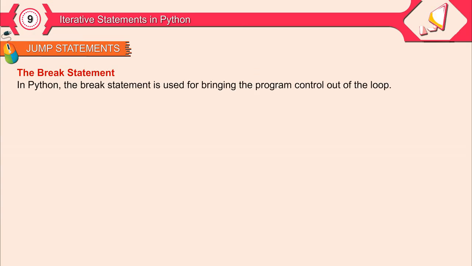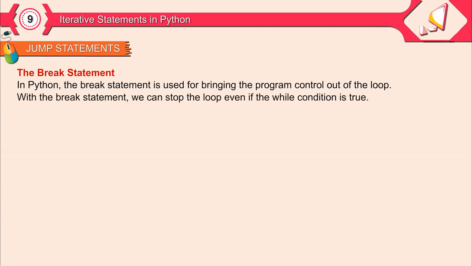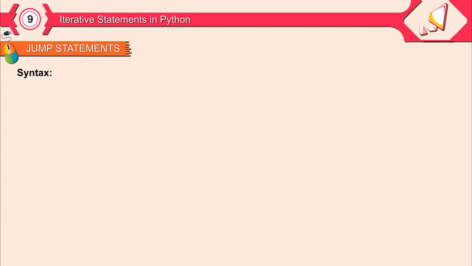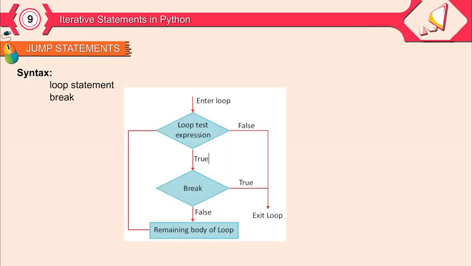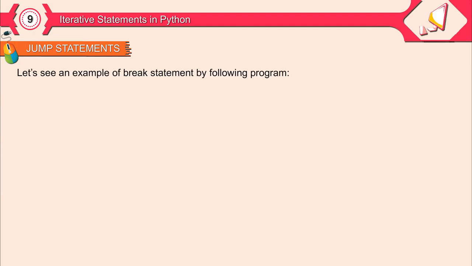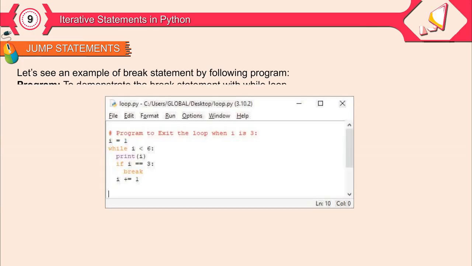The break statement. In Python, the break statement is used for bringing the program control out of the loop. With the break statement, we can stop the loop even if the while condition is true. The syntax of break statement is shown below. Syntax: loop statement, break. Enter loop, loop test expression. True, break. False, remaining body of loop. False, true, exit loop.